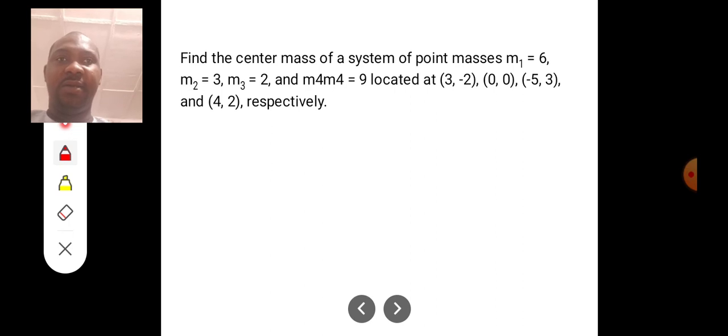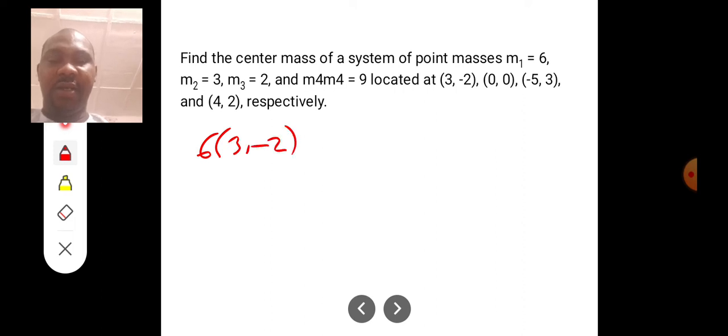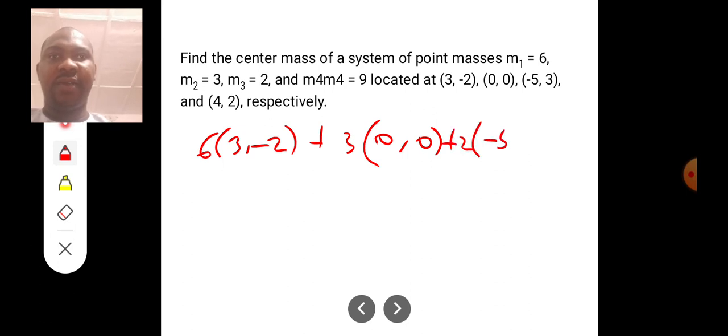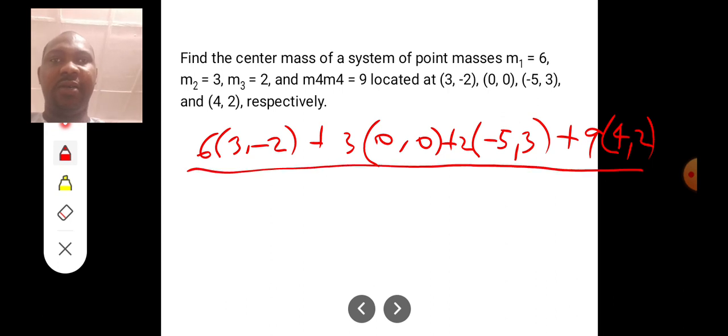Well, it's still the same thing. So we can say this is 6 times (3, minus 2), since I don't need to separate them, plus 3 times (0, 0), plus 2 times (minus 5, 3), then plus 9 times (4, 2). All over here we are going to have the sum of the masses: 6 plus 3 plus 2 plus 9.